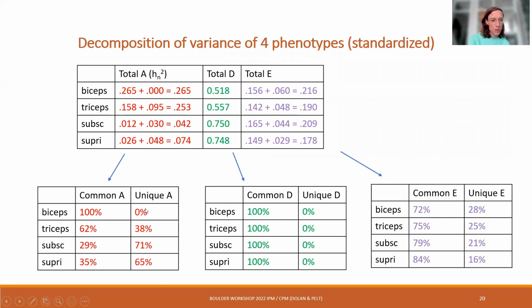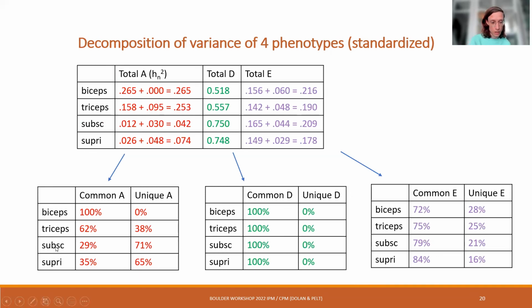And actually, when we look at the additive genetic effects, we see that for the subsc and supre phenotypes, these additive genetic effects are mostly due to their unique phenotype-specific factors. So we actually see two blocks of variables, namely biceps and triceps, where the majority or all of the additive variance is due to the common factor.